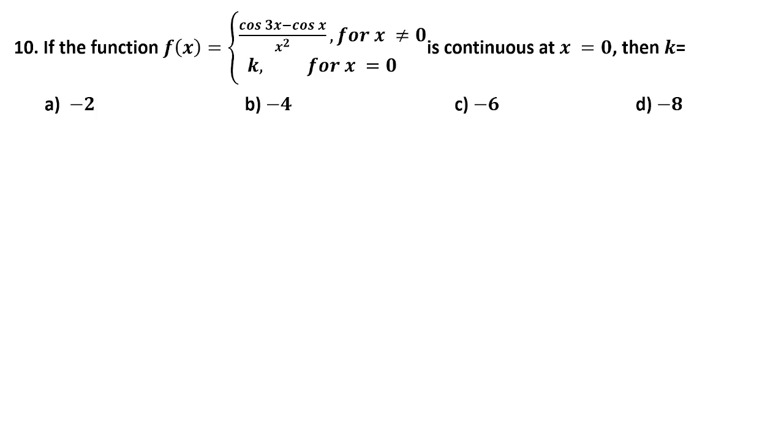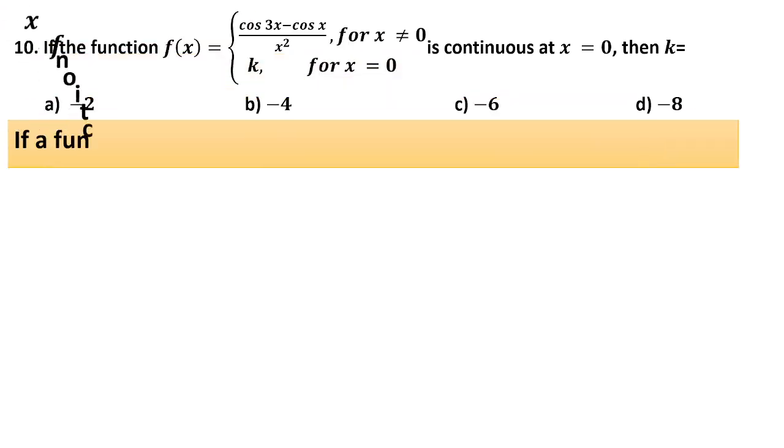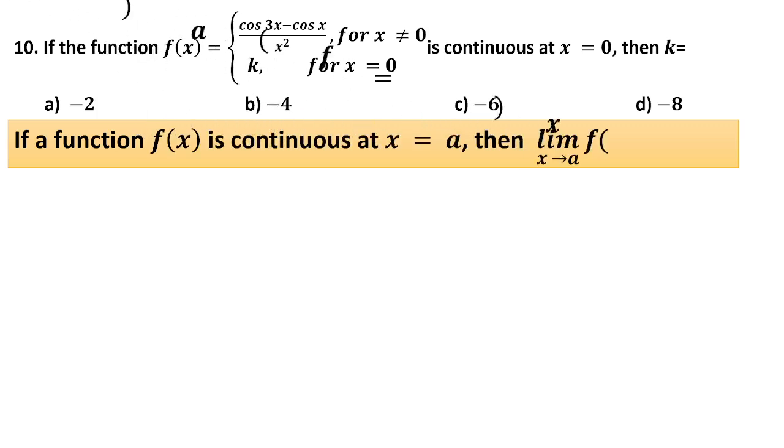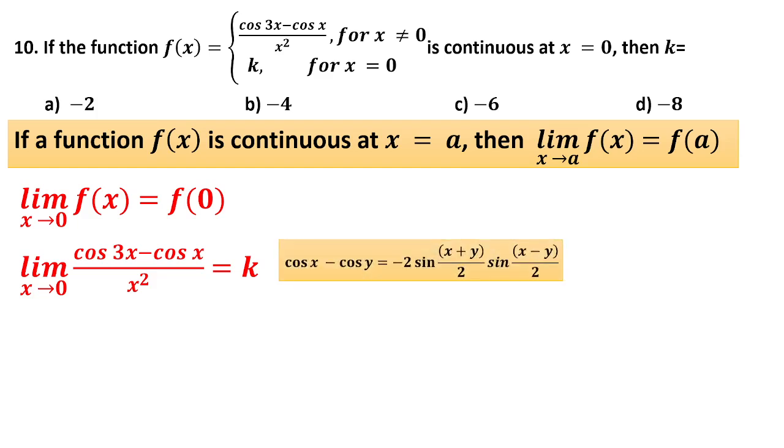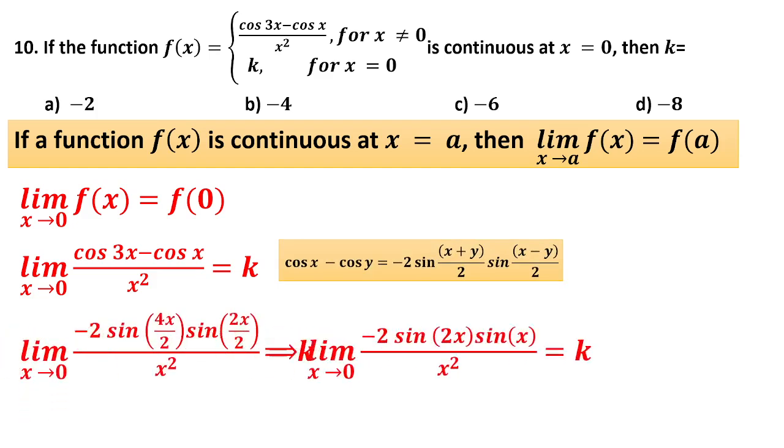Let us go to question number 10. A function is given which is continuous, and you have to get the value of k. All of you know that when it is continuous, the limit value is equal to the functional value. Well, let us find the limit value now, and it is continuous at 0. Therefore, limit x goes to 0, f of x is f of 0. And we are going to make use of this formula: cos x minus cos y is minus 2 sin of x plus y by 2 and sin of x minus y by 2. And I am using it.